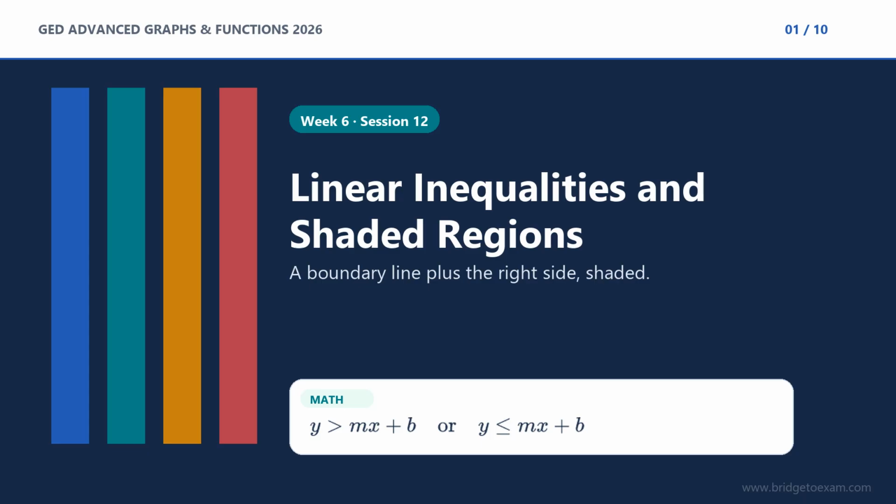Today we graph linear inequalities, slowly and carefully. An inequality graph is a line plus a shaded region, and every single point in the shading is a solution. We will decide when the line is solid or dashed and which side to shade. Taken step by step, this becomes easy.